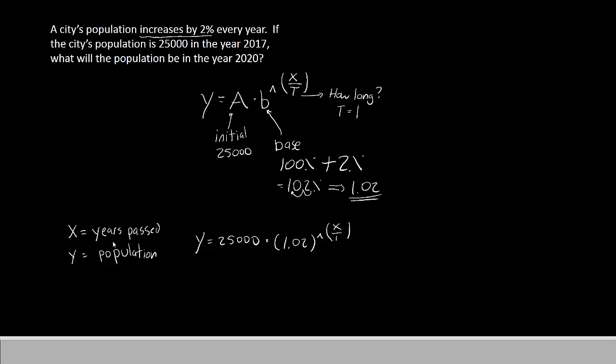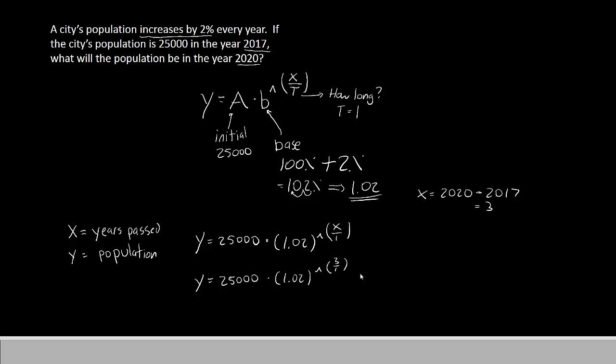So now all we need to know is the number of years that have passed. It says that we begin in year 2017 and end in the year 2020. So x will be 2020 minus 2017, or 3 years. So we can say our population is going to be 25,000 times 1.02 raised to the 3 over 1.